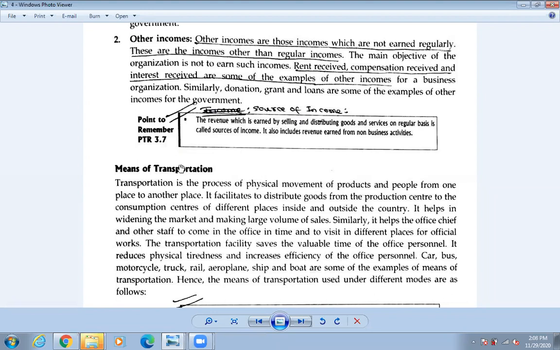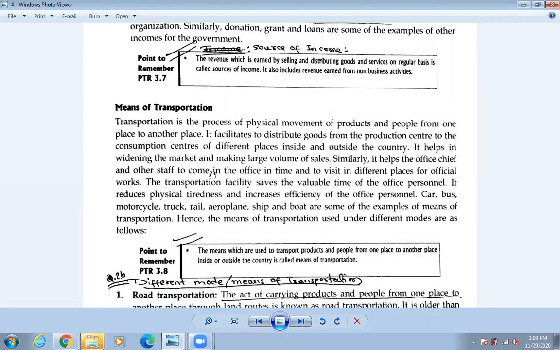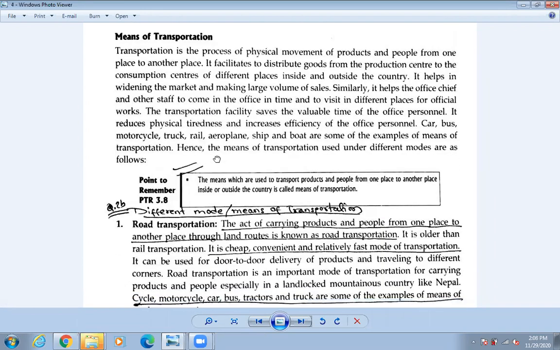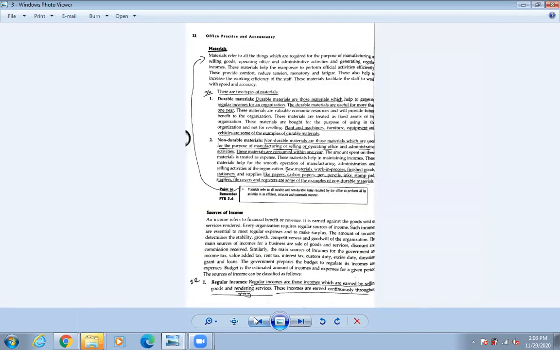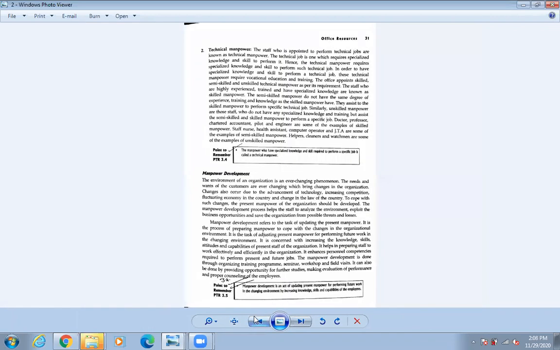Okay, so next one is the means of transportation. So in office, we need the transportation also. What do we need? We need manpower. What do we need in the office, the office resources? First one is the manpower.